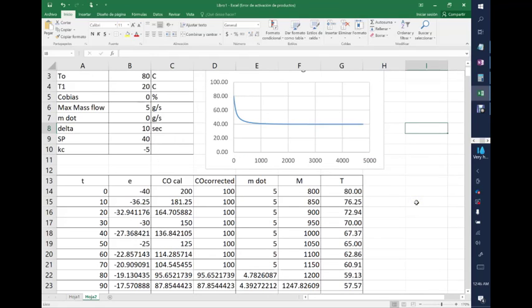Alright, so this is the third part of this video, and this is the process control, and let me get this right here.